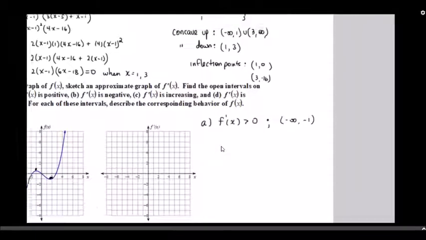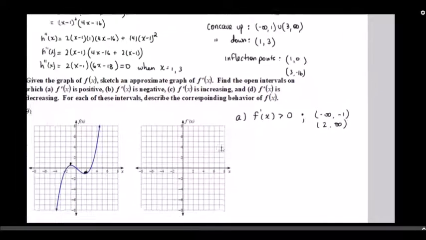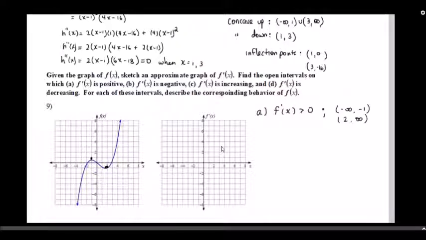So then also from about 2 to infinity. So from negative infinity, I'm going to highlight it here again, from negative infinity to negative 1, and also from 2 to infinity. Those are increasing parts of the graph, which means the derivative f prime of x is going to be greater than 0.